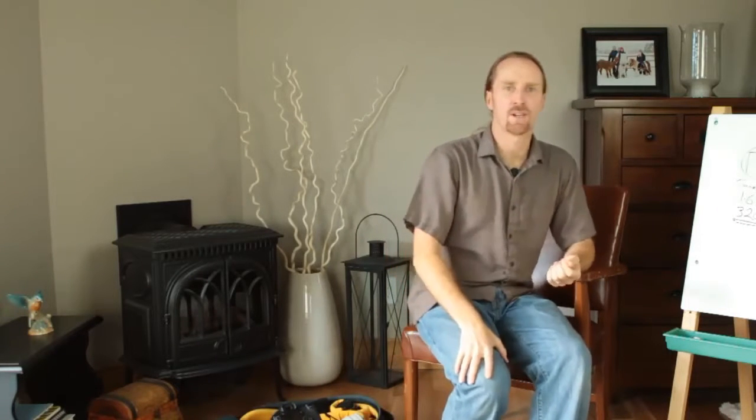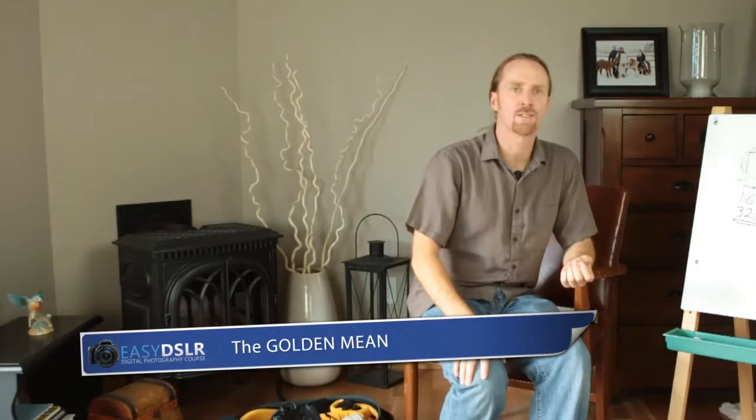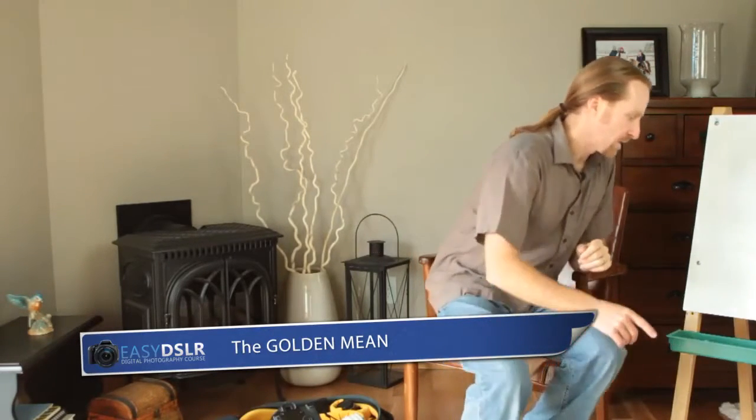A lot of people have actually called it the thirds rule, which is really a simplification. It really goes back to what's called the Fibonacci numbers, or the Fibonacci sequence. This is going to be the math part of the lesson today.